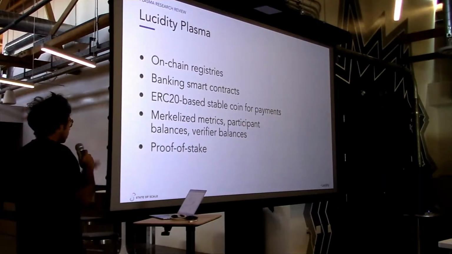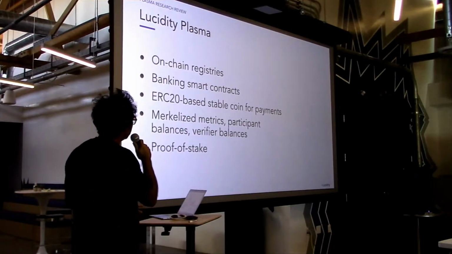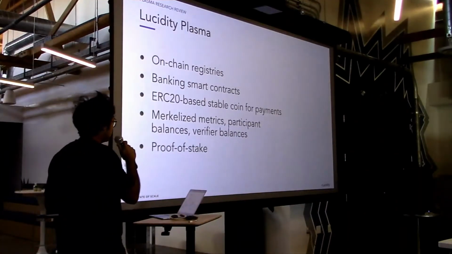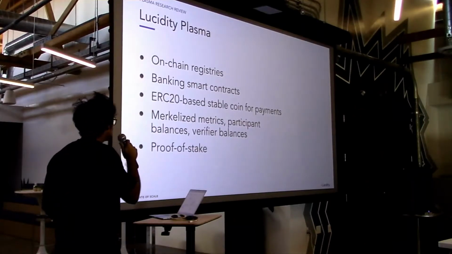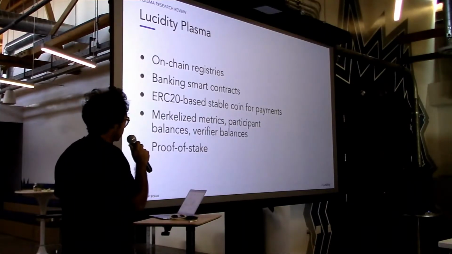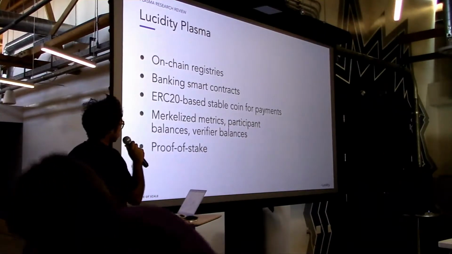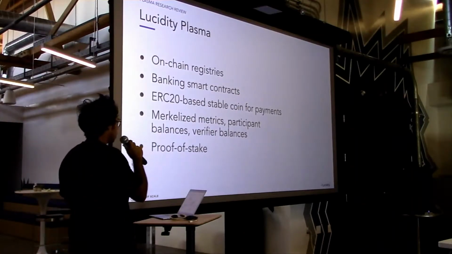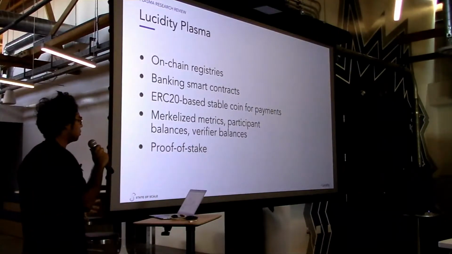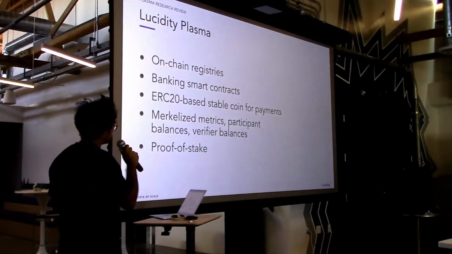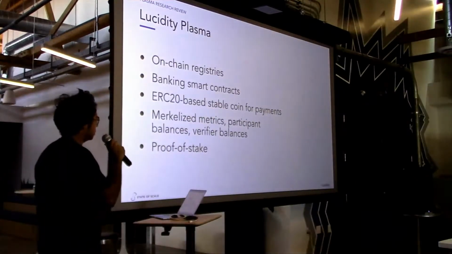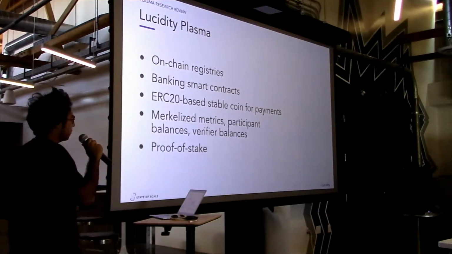Now I'll go into what we do at Lucidity. Basically what we do is we have a set of on-chain registries, and a registry can be like a TCR, it could be a proof of authority or whatever it is. And then we also have a set of banking smart contracts where you can deposit your tokens and then withdraw them safely. There's also support for an ERC20 stablecoin for payments. So what we're coining this is very much similar to TCRs. It's more like token-incentivized sidechains.